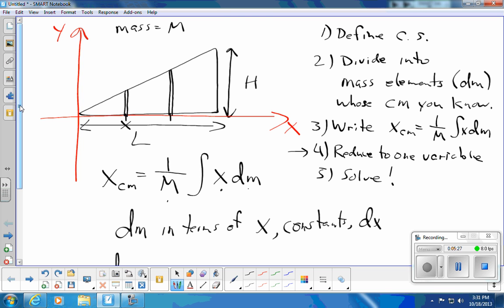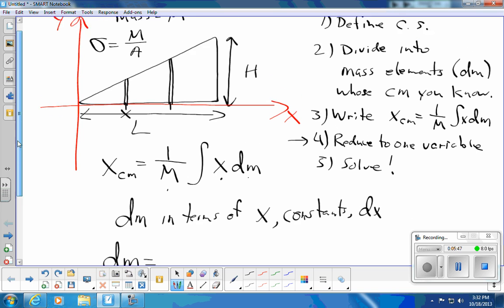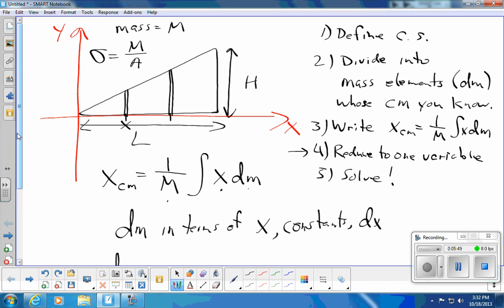In this case, I have mass distributed over an area. In other words, this thing is essentially a two-dimensional figure. And so I'm going to consider the area mass density, sigma, mass per unit area, for this shape. Let's see how this works out. The first thing I'm going to do is find the area mass density.